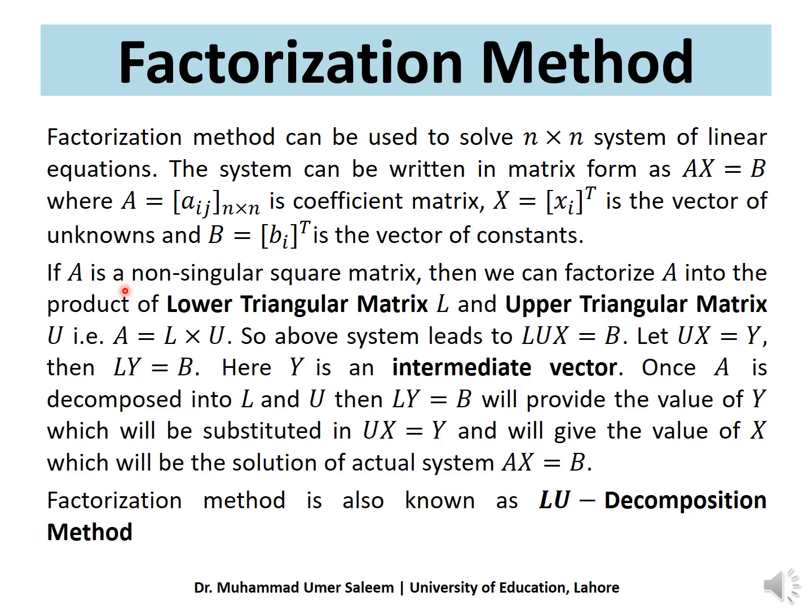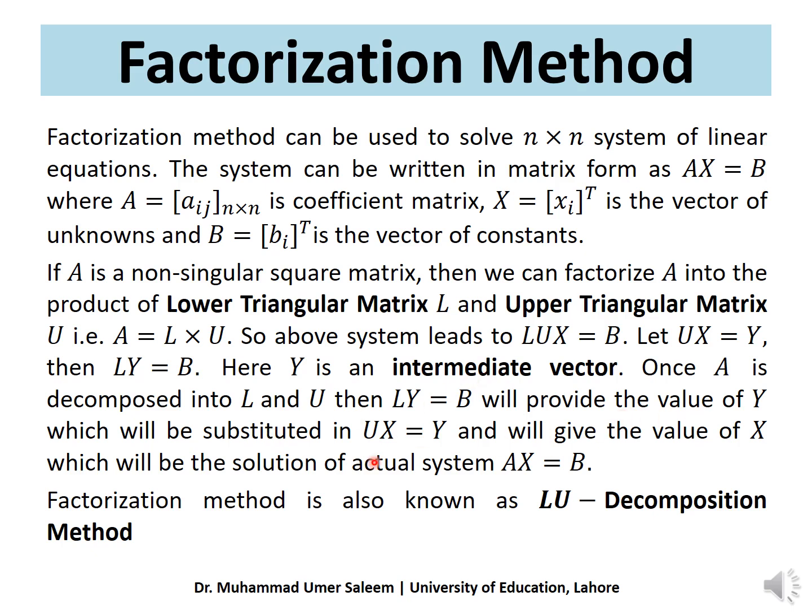If A is a non-singular square matrix, then we can factorize A into a product of lower triangular matrix L and upper triangular matrix U. That is, A can be written as the product of L and U. So the above system Ax = B leads to LUx = B. So let Ux = Y. Then Ly = B. Here Y is the intermediate vector.